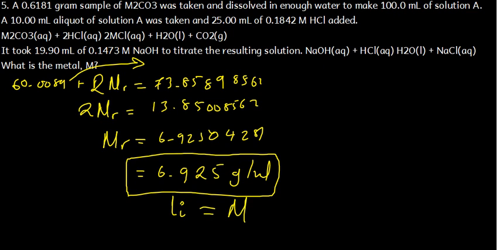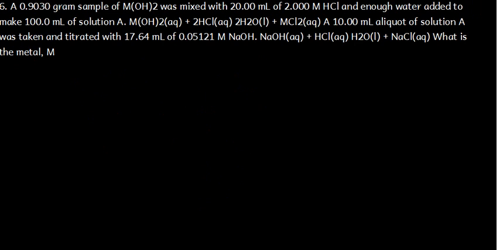Alright. A similar problem, which you can also pause the video and try out, to find the metal M. A 0.9030 gram sample of M hydroxide was mixed with 20 milliliters of hydrochloric acid, and then enough water was added to make 100 milliliters of solution A. Now we take a 10 milliliter aliquot of solution A, and then titrate it with 17.64 milliliters of 0.05121 molar sodium hydroxide. What is metal M? The same procedure that you've used for the previous question.